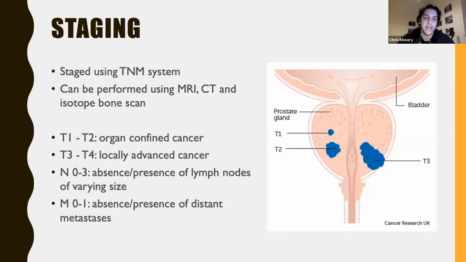Going on to staging now. It uses the TNM system. This can be performed using MRI, CT, and isotope bone scan. So T1 and T2 cancers are confined to the prostate, and T3 and T4 are locally advanced. And this becomes important when discussing management. And then nodes, you can have N0 to 3, and this is just the absence or presence of lymph nodes. And then M0 or M1, and again, that's the absence or presence of distant metastases. And the most common site it metastasizes to is the lumbar spine.